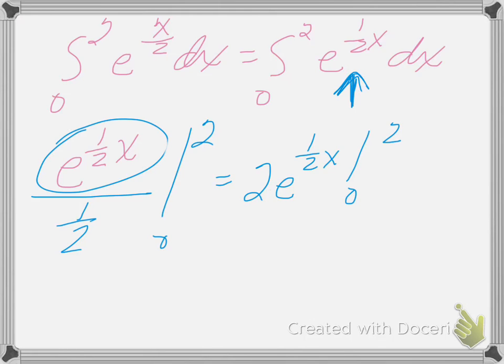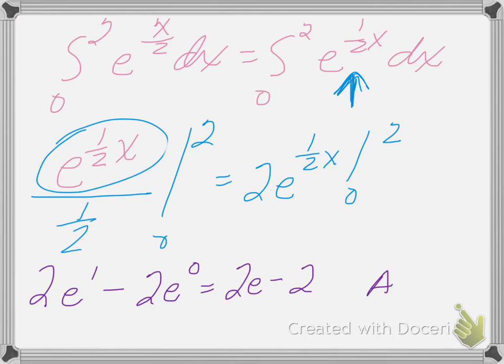And now I can substitute my values right in there. So first I'm going to put the 2 in there. 1/2 times 2 is just 1, so it's just e to the 1. And from that I'm going to subtract what happens when I put 0 in there. Okay, so e to the 1 is just e. E to the 0 is 1, and 1 times 2 is 2. So the answer is 2e minus 2, and that was choice A.